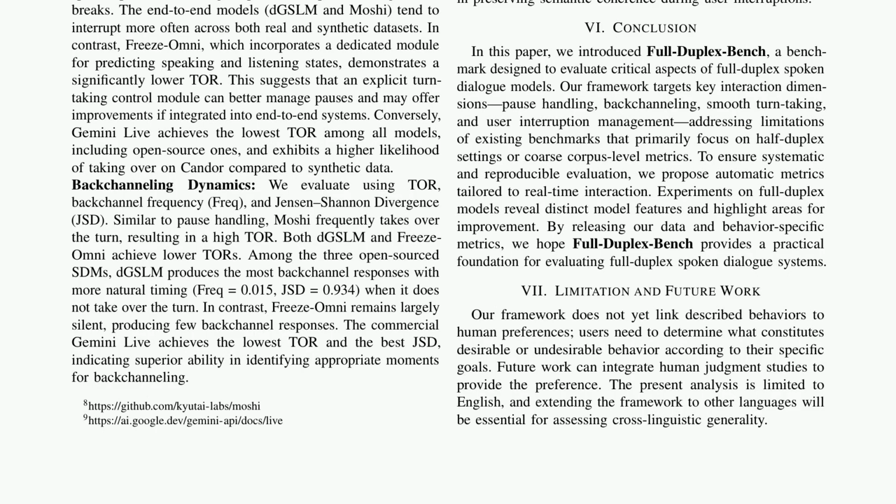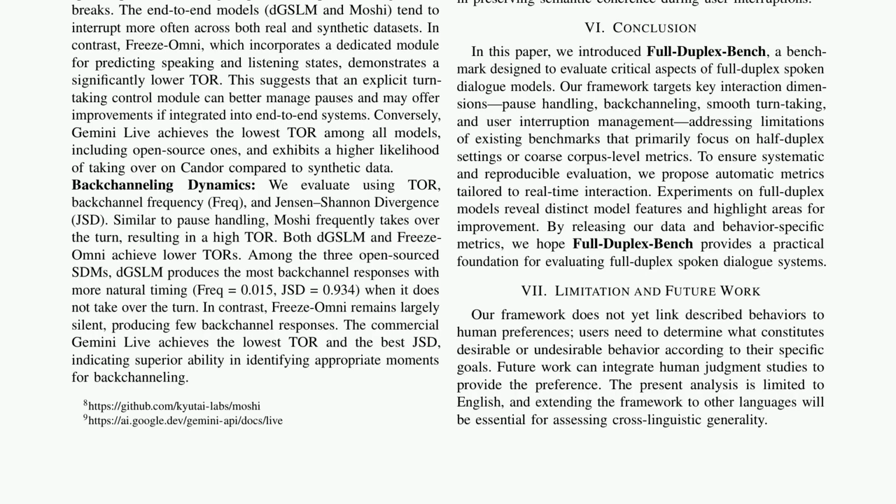6. Conclusion. In this paper, we introduced Full-Duplex-Bench, a benchmark designed to evaluate critical aspects of full-duplex spoken dialogue models. Our framework targets key interaction dimensions: pause handling, backchanneling, smooth turn-taking, and user interruption management, addressing limitations of existing benchmarks that primarily focus on half-duplex settings or coarse corpus-level metrics. To ensure systematic and reproducible evaluation, we propose automatic metrics tailored to real-time interaction. Experiments on full-duplex models reveal distinct model features and highlight areas for improvement. By releasing our data and behavior-specific metrics, we hope Full-Duplex-Bench provides a practical foundation for evaluating full-duplex spoken dialogue systems.